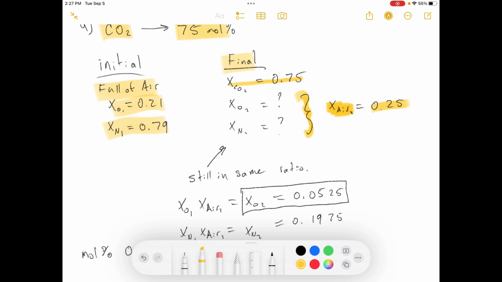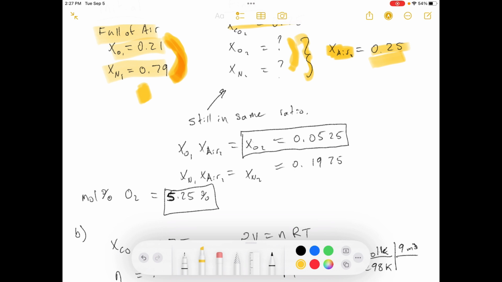Okay, so we know that the ratio that oxygen and nitrogen are in is going to be the same. So this 25% of air is going to have the same ratio of oxygen to nitrogen. You're not going to end up with more nitrogen than oxygen, or more oxygen than nitrogen. It's still going to be in this ratio. So we use the same air ratios that we had before, and then we multiply that by the 25%, because we know that 25% is how much air is in there. So that's the oxygen fraction, and that's the nitrogen fraction. If you add these up, they should equal 25%.